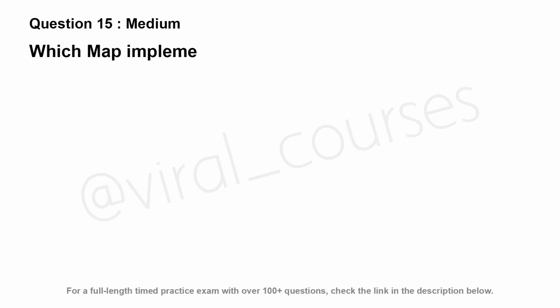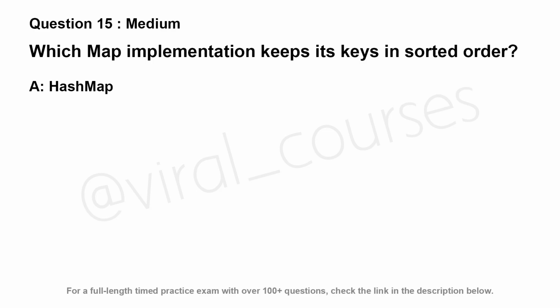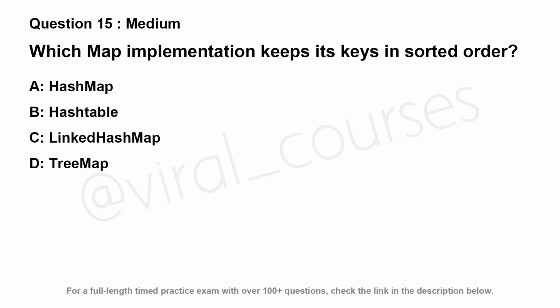Which map implementation keeps its keys in sorted order? Option A, HashMap. Option B, Hashtable. Option C, LinkedHashMap. Option D, TreeMap.